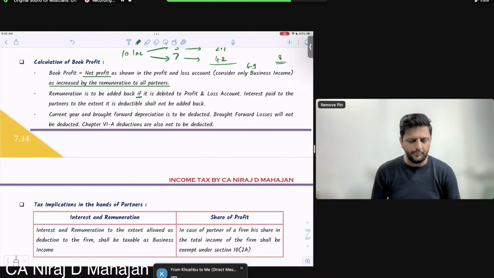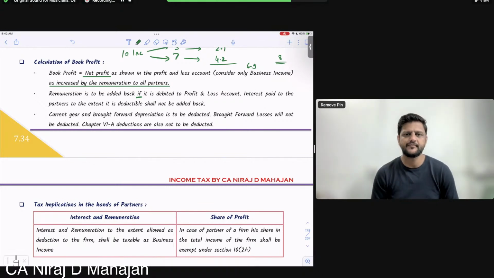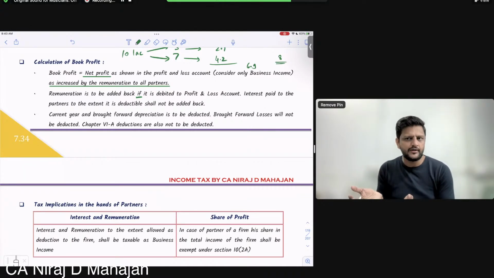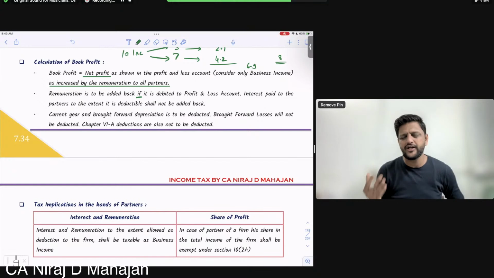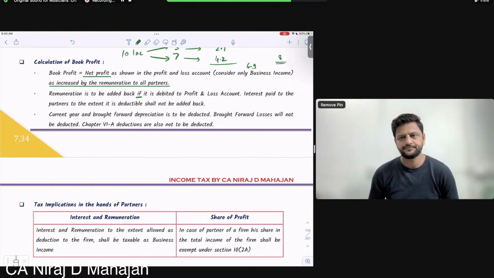Then, interest paid to the partners, to the extent it is deductible, shall not be added back. Basically, if interest paid is within the limits, that much we are allowing, so no adjustment will be done. But if interest was paid at more than 12%, whatever was paid above 12% will be added back. Added back means the expenditure is disallowed, and we will increase the profit. Understood till here?